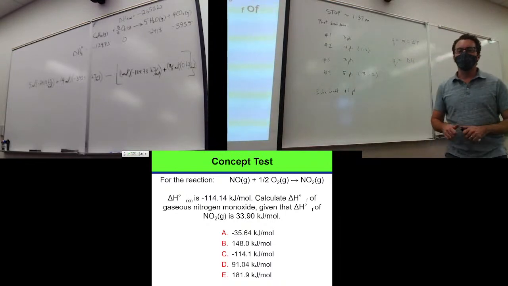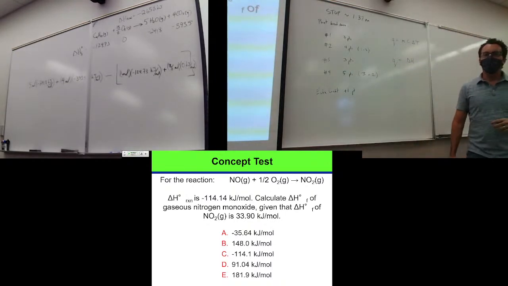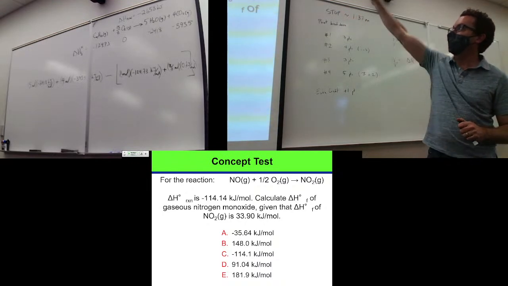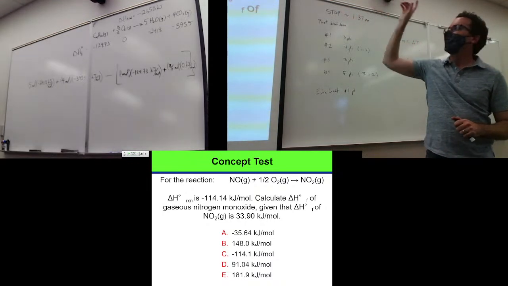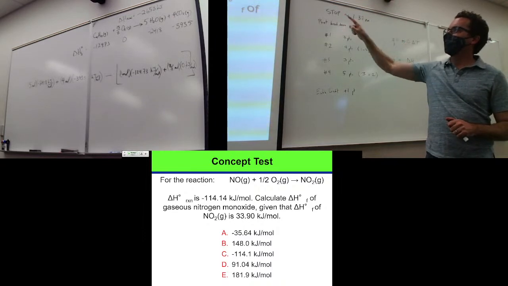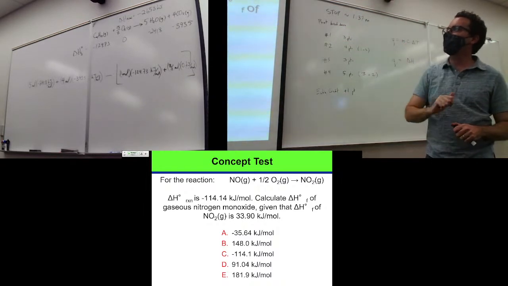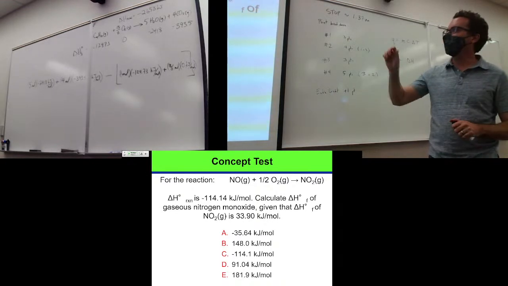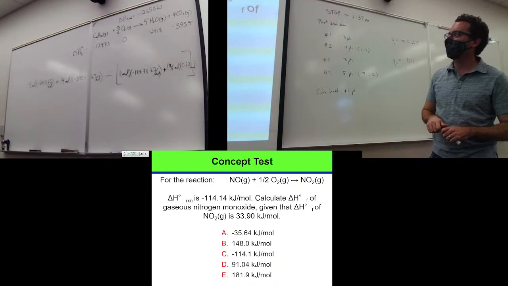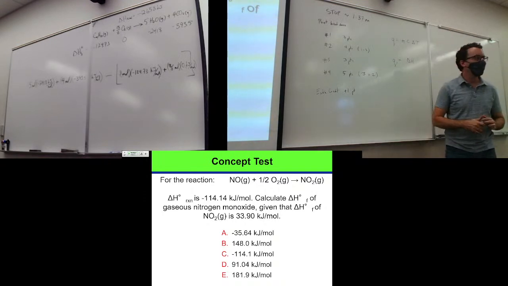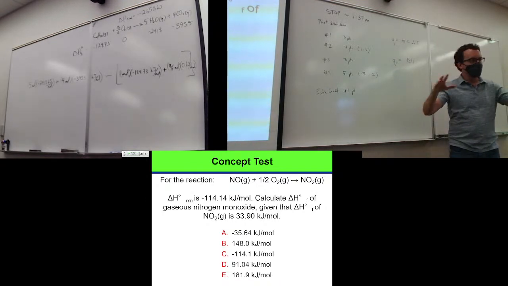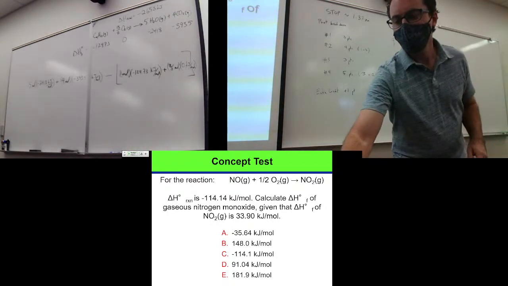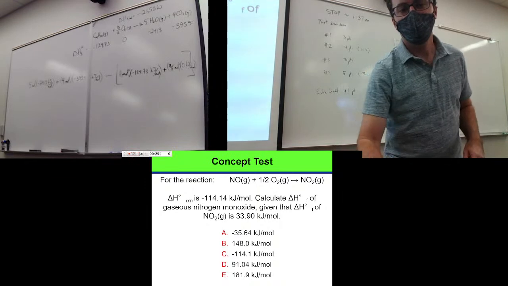So let's try this one. We have a reaction, and I'm telling you what the delta H of the reaction is already. But I want you to calculate the delta H of formation of nitrogen monoxide, so NO, given that the delta H of formation of NO2 is 33.9. So basically you're kind of going backwards a little bit. Let's see if you guys can do that one.